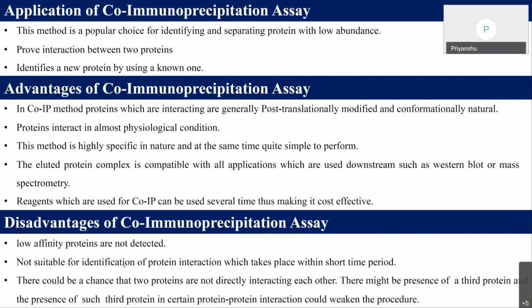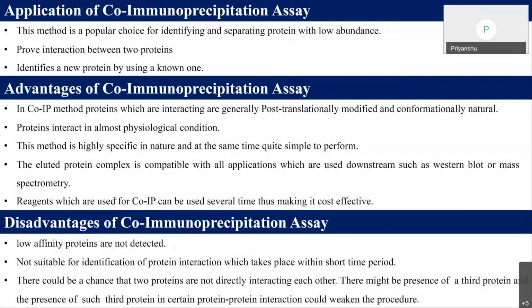The main disadvantages are: suppose a protein has low affinity to the antibody, so maybe it is not detected. Or sometimes some proteins interact with other factors for a very short time period, and you can't capture that particular time to isolate both interacting factors. So these are the disadvantages of the Co-IP technique, but in my opinion, it is a good technique.